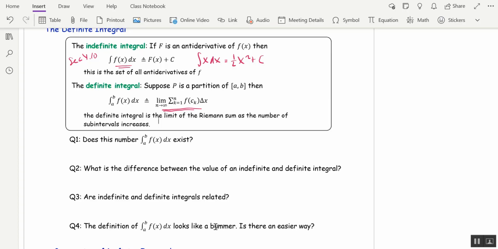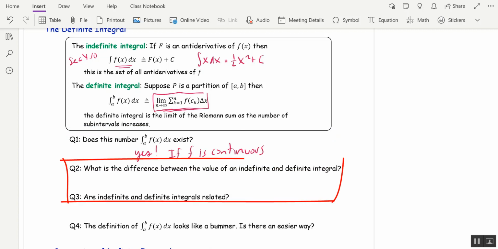Now, computing a definite integral by taking the limit of a Riemann sum, like this, happens to be very difficult. So let's see if there are other ways to do it. So does this number, first of all, exist? And the answer is yes, if f is continuous. That's all you need is f continuous.